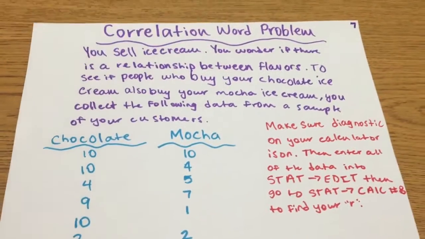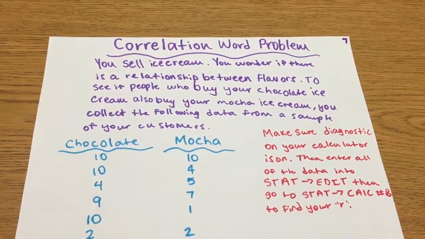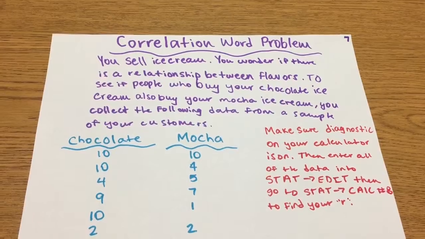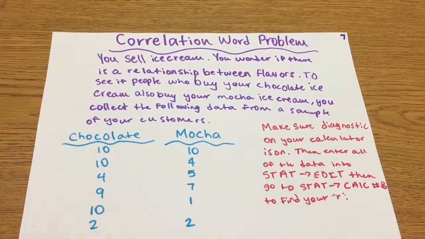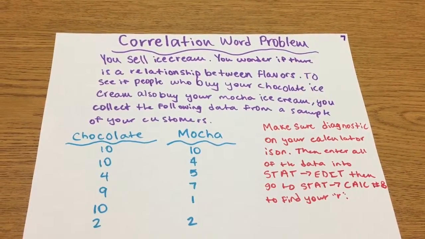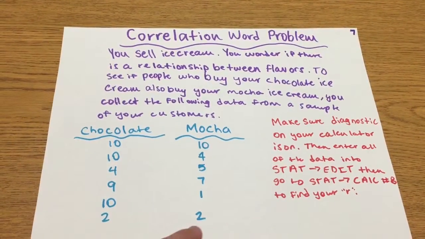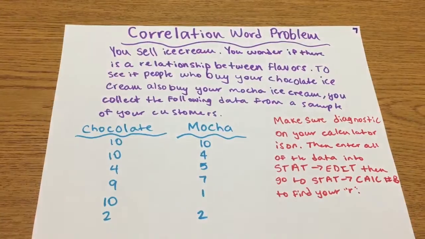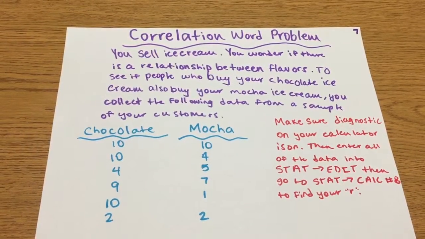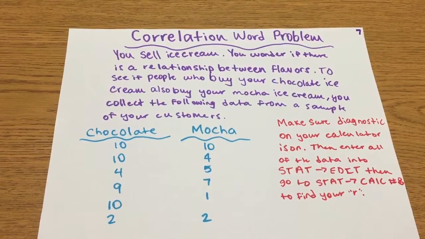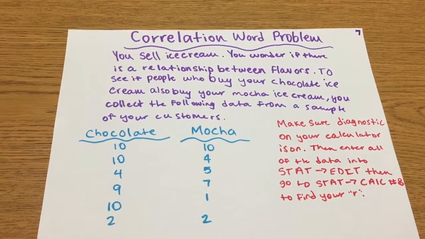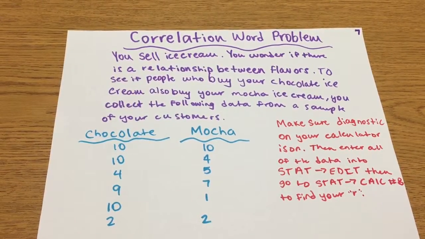Here is an example of a correlation problem. The problem is comparing the relationship between flavors. The data is seen for chocolate being 10, 10, 4, 9, 10, and 2, and for mocha being 10, 4, 5, 7, 1, and 2. To find the answer, you'll input all of your data into Stat, then Edit, and go to Stat, Calculate, number 8 to find correlation.